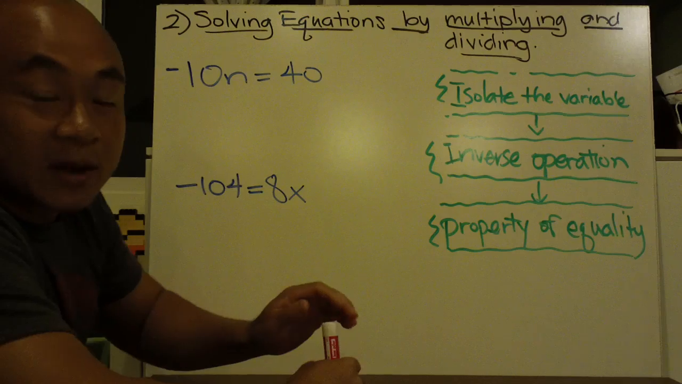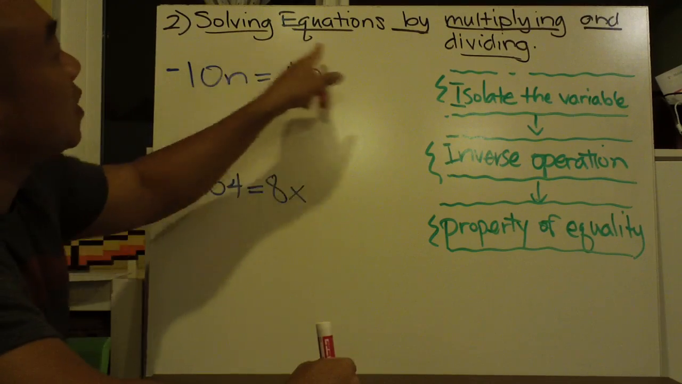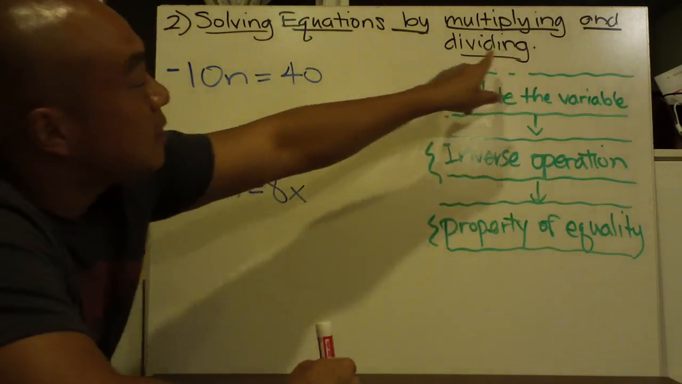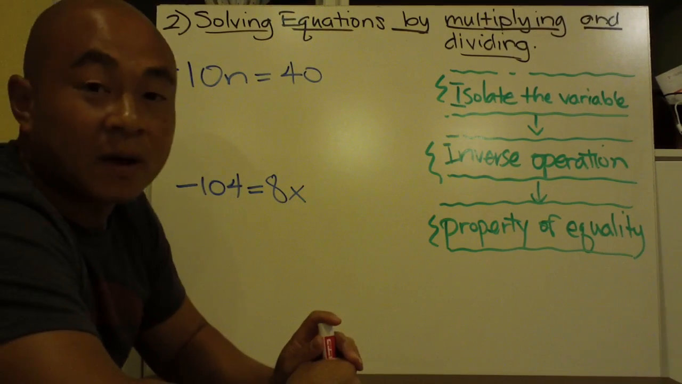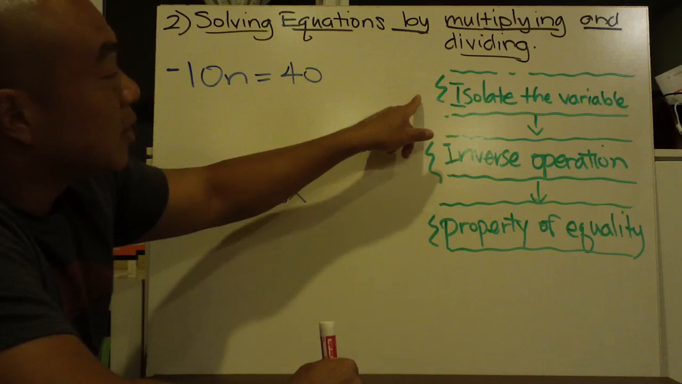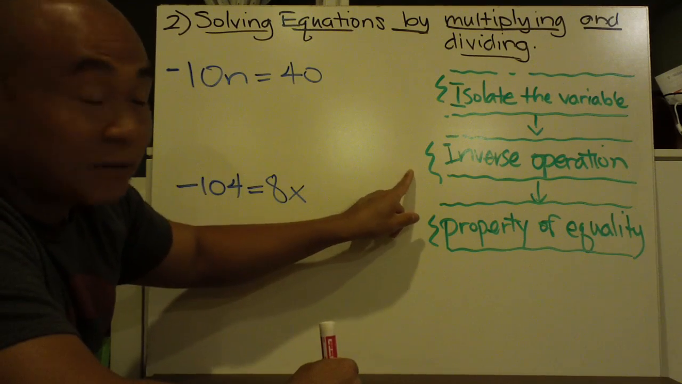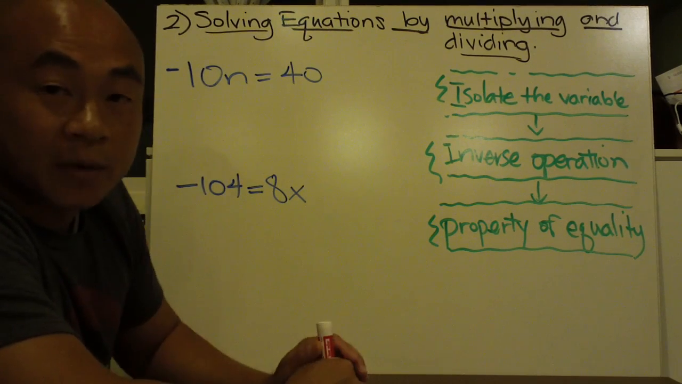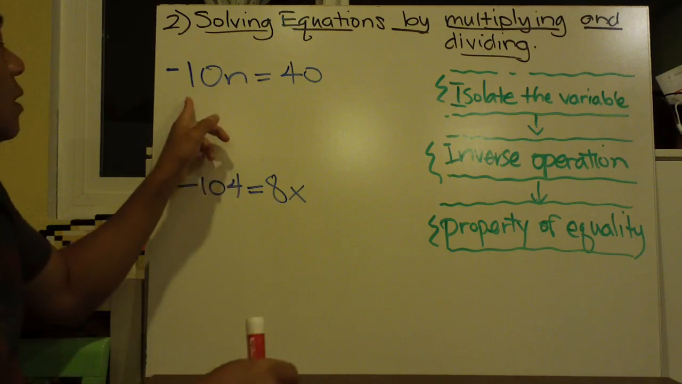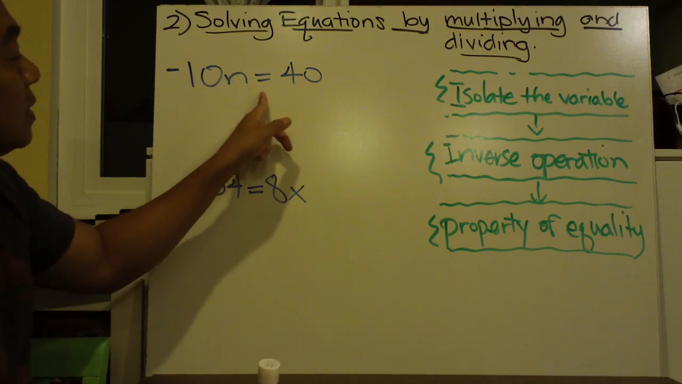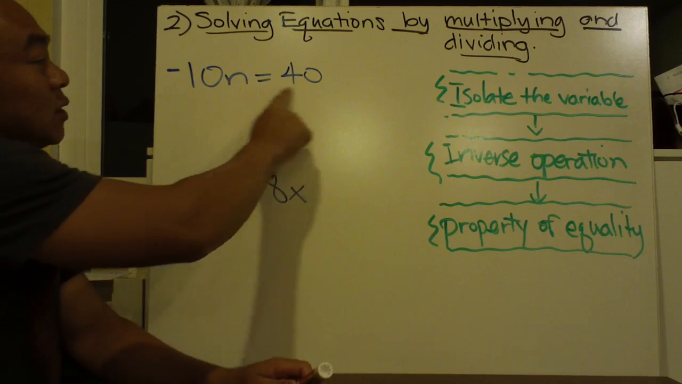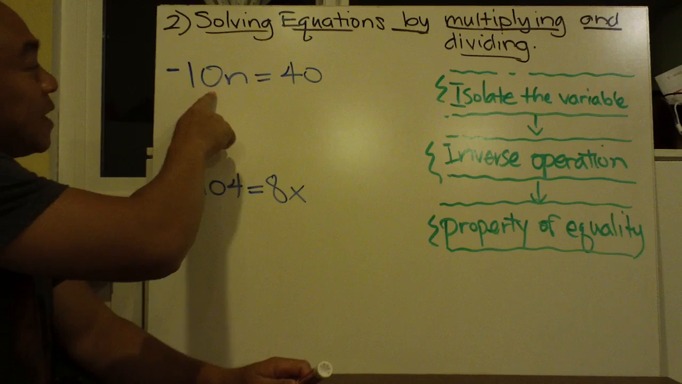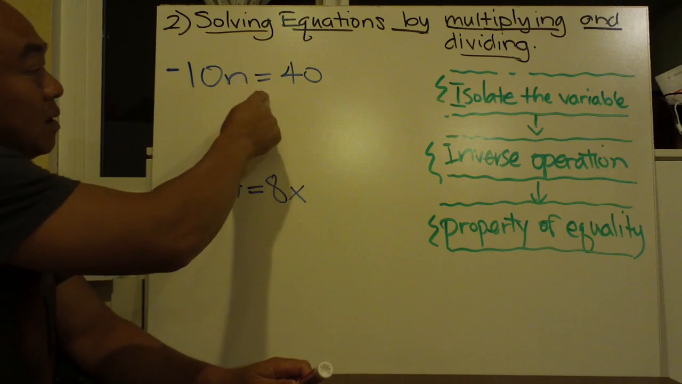Alright, our second thing that we're going to learn for today is solving equations by multiplying and dividing. And if you notice, same 3 types of steps that you need to take. We're going to isolate the variable, find the inverse operation, and then of course property of equality. So here I have negative 10n is equal to 40. So all I'm going to do here is, first of all, look at the problem. This is negative 10 multiplied to n is equal to 40.